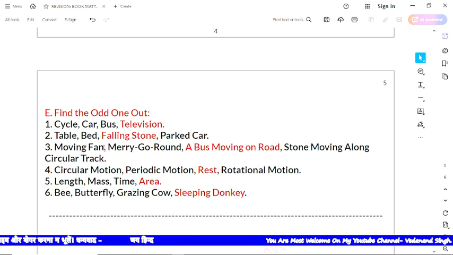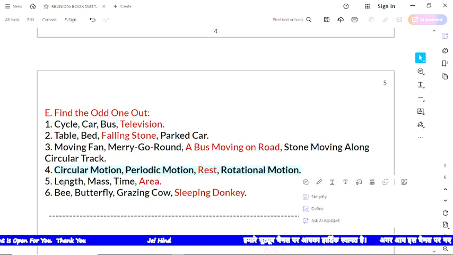So next is moving fan, marigold, a bus moving on a road, stone moving along a circular path. A bus on the road is the odd one. The next is circular motion, periodic motion, rest, rotational motion. Rest is the odd one among these. Four number question: rest is the odd one.